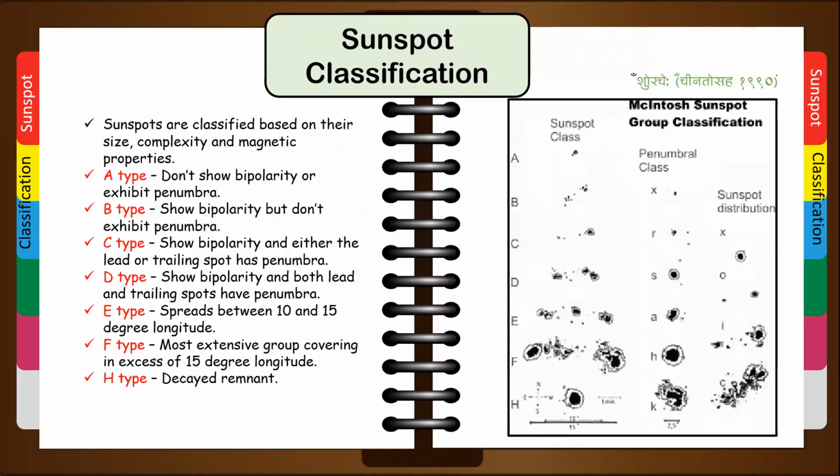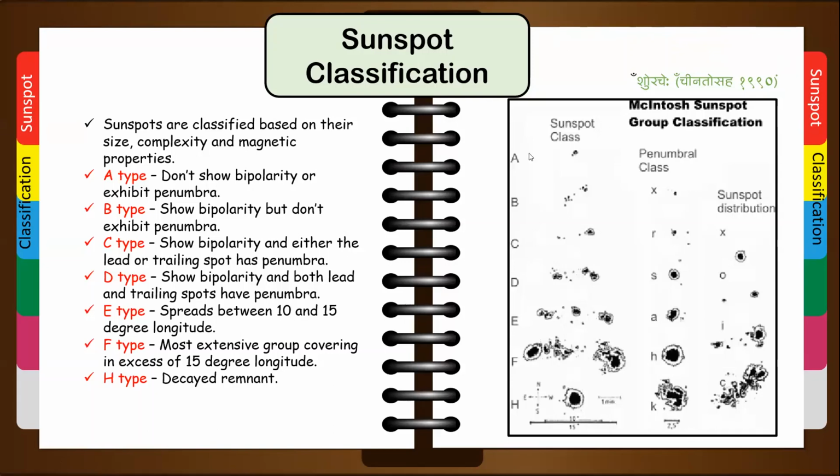So these sunspots are classified based on their size, complexity, and magnetic properties. Actually, this is a Macintosh. The font changed here. Sorry. So this is a standard Macintosh sunspot group classification.